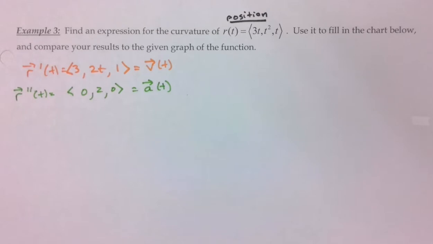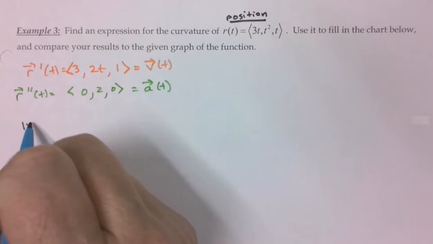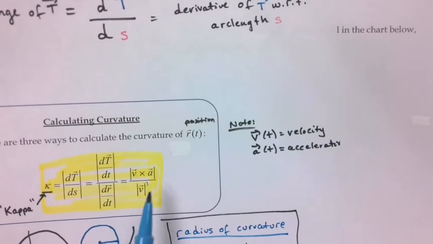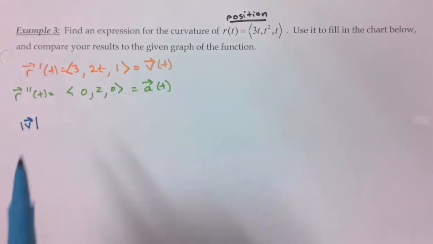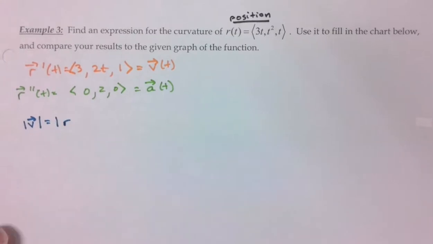Okay, I'm going to need the magnitude of my velocity vector. That's just part of it. So I might as well figure this out because that's in the denominator. If you look, I'm going to need the magnitude of my velocity vector because I'm going to need to cube it. So I might as well figure out the magnitude of my velocity, which is the magnitude of my r prime.